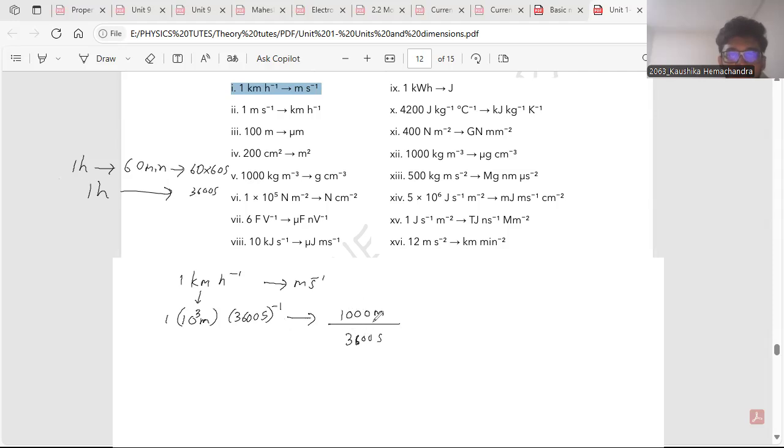Since they have whole numbers, you need to get to a value, no? Otherwise you can't take anything properly. So divide by 3600 seconds. Two zeros get cut. This we can cut by 2, 5, cut by 2, 18. 5 over 18 meters per second, that is 0.277 meters per second, right?